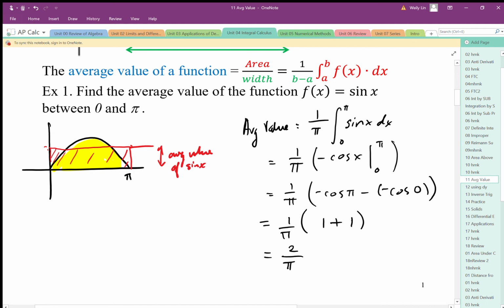If we take a look at this graph here, we know the max value is going to be 1. If I actually work out the decimal value of 2 over pi, I get approximately 0.64, which is about right. It looks like it should be past halfway, and that's going to give me the average height. So this is the average value of sine x. There it is.